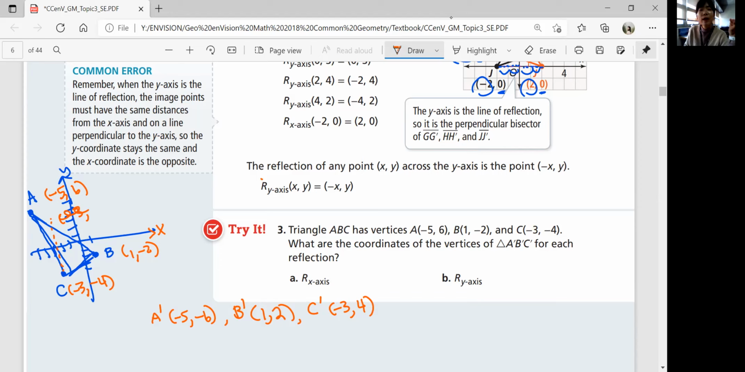In the same way, the y-axis reflection would be the same y value, the opposite x values. So you have (5, 6), (-1, -2), and (3, -4).